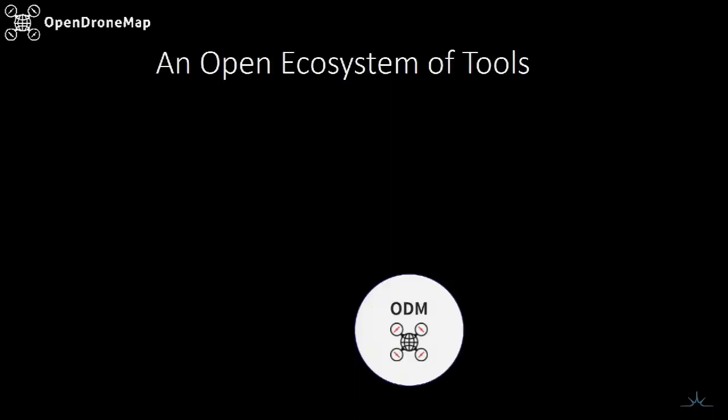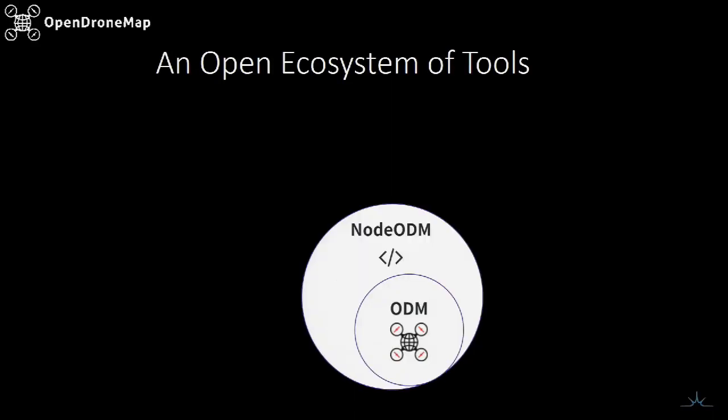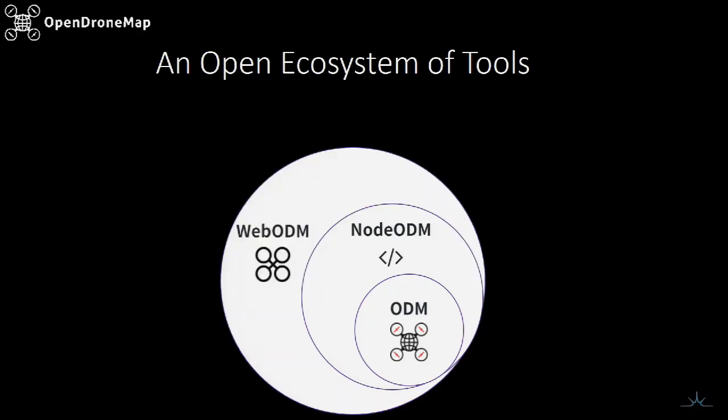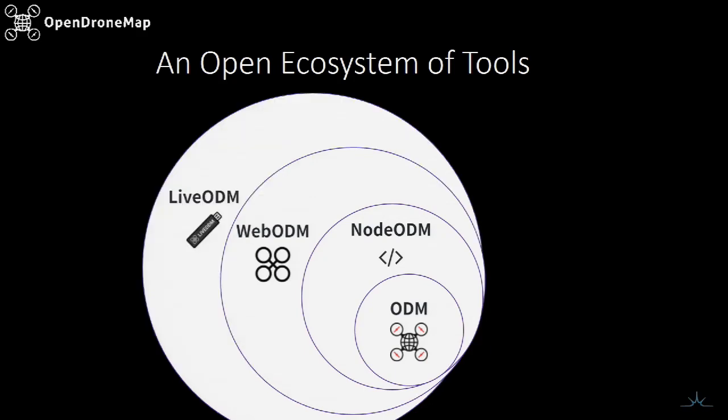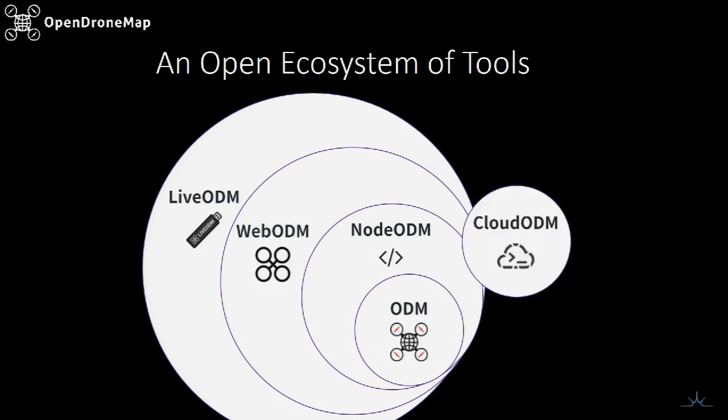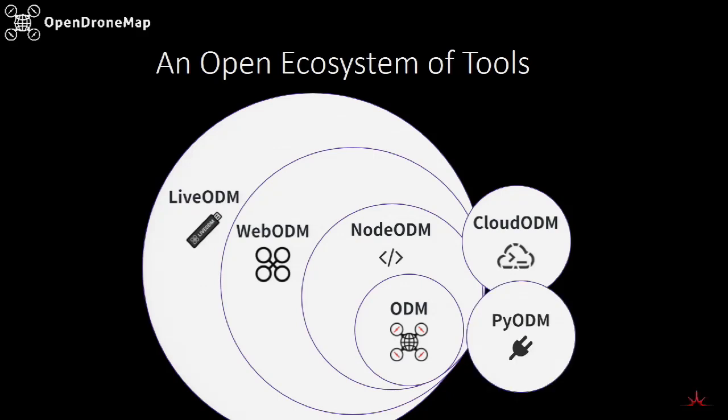If you like command line applications, ODM is your friend. But maybe you don't like command line applications, or you really need to access it through a web interface for whatever reason. It's a remote server, and you want to upload that data through the web rather than through some sort of copying process. You might use NodeODM. But you might actually want multiple users and security and other nice little things, so then you can wrap around that WebODM. And if you just want to boot off a jump drive on your laptop or on another machine, you can use LiveODM. And just for the sake of complexity, we also have CloudODM and PyODM.